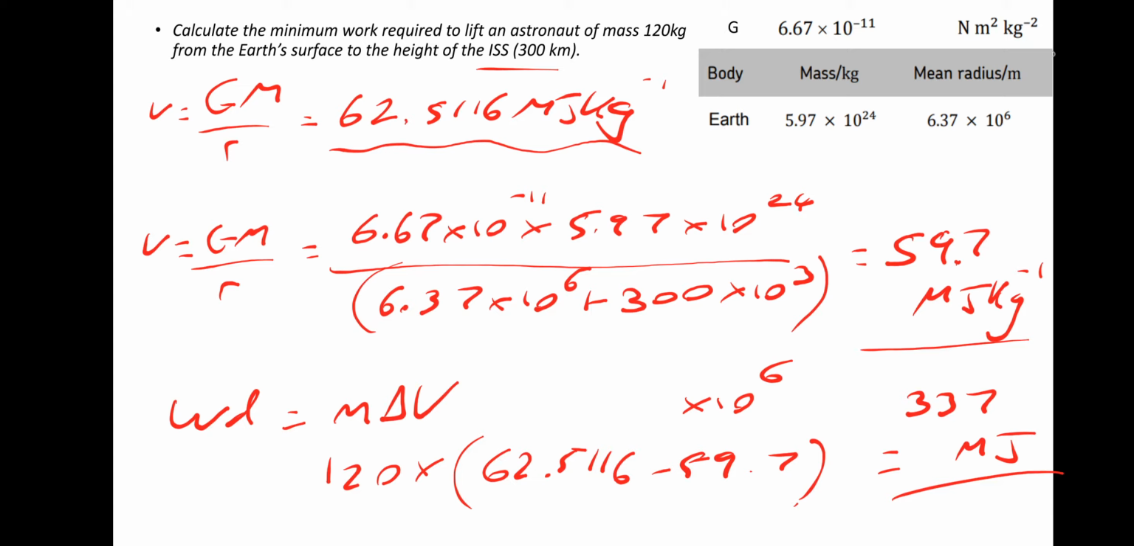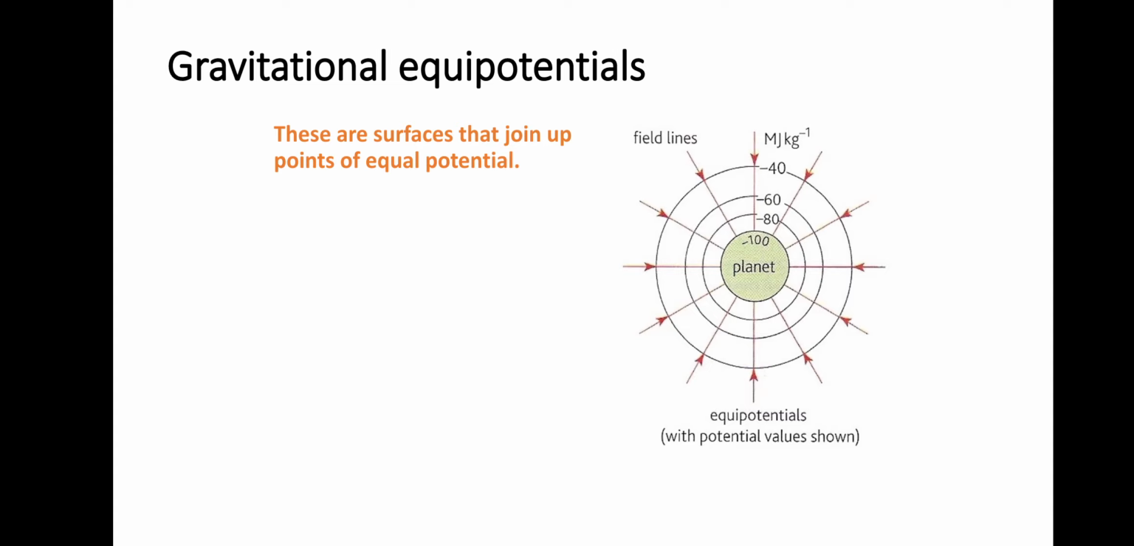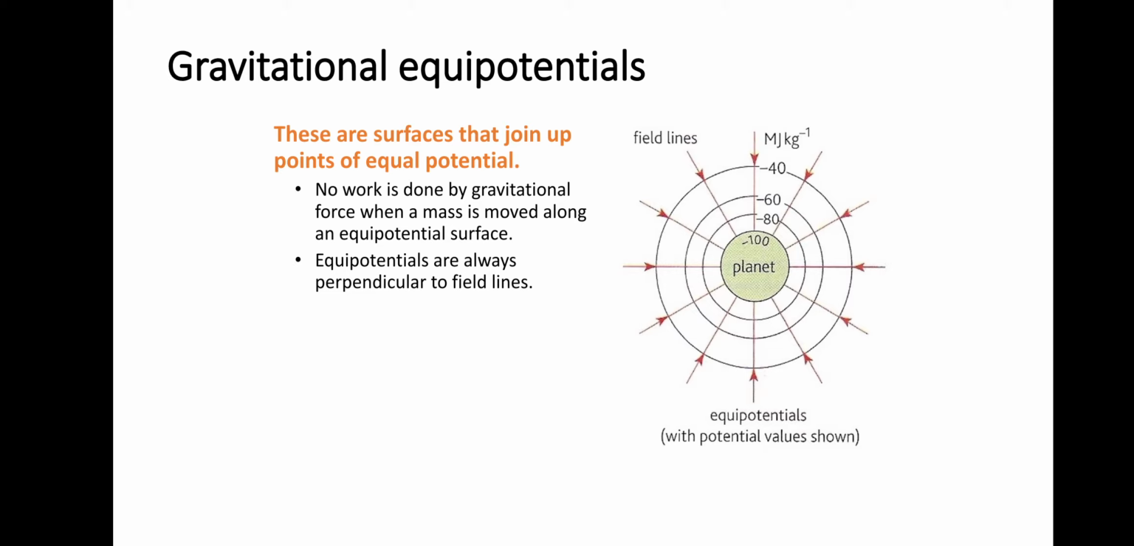So let's move on. Gravitational equipotentials. Surfaces that join up points of equal potential. There is no work done by the gravitational force when a mass is moved along an equipotential surface. Equipotentials are always perpendicular to field lines. Some examples of equivalents would be contour lines on a map, sea level, the floor of a room, a benchtop surface.